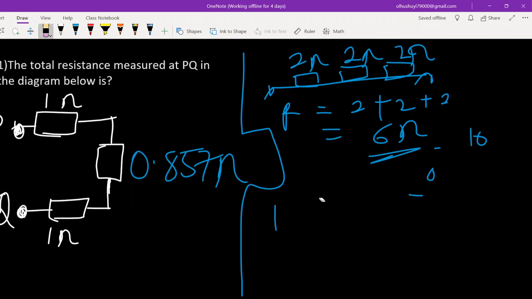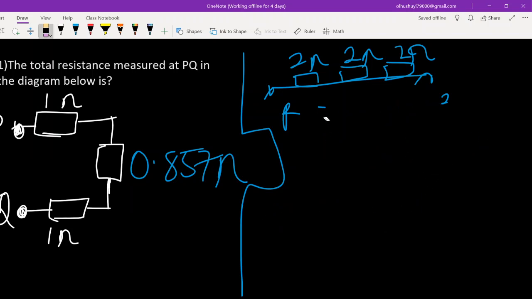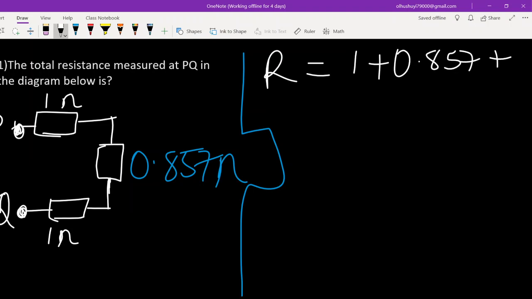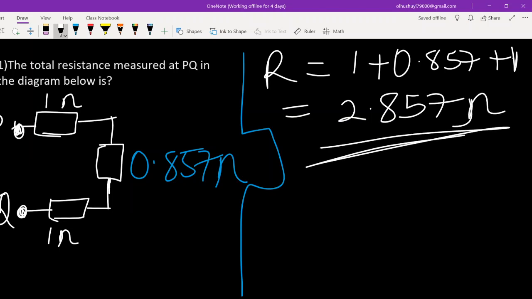So having gotten a series arrangement, just add them. The final combined resistance will be R equals 1 plus 0.857 plus 2, plus 1, 2. So that becomes 2.857 ohms, the combined resistance in the whole circuit that we did.